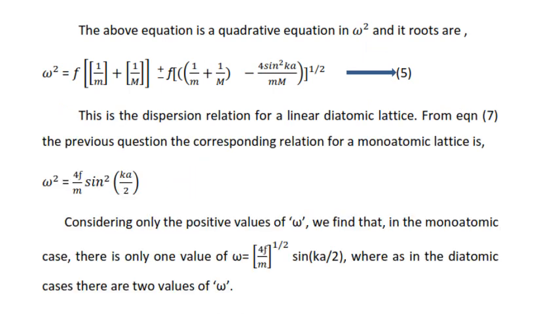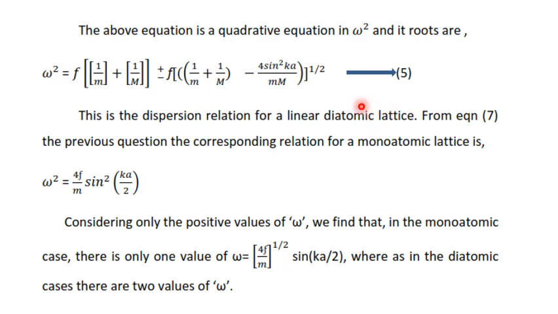Now the above equation is a quadratic equation in omega square, and the root for that equation is written as omega square equal to f of (1 by small m plus 1 by capital M) plus or minus f of ((1 by m plus 1 by capital M) whole square minus 4 sin square ka divided by small m capital M) whole power half. This is the dispersion relation for a linear diatomic lattice.